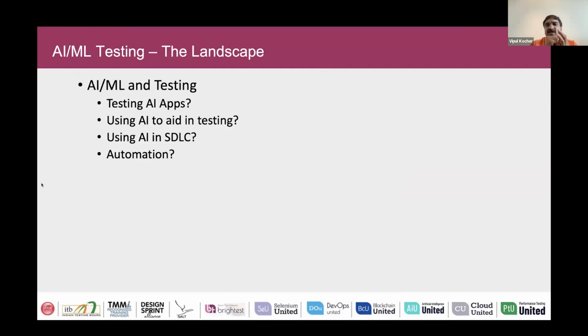Now, when I say machine learning or AI testing, what do I really mean? Actually, many things. I could be testing AI applications, right? Like I showed you the cat and dog model that we created. I could be using AI to help me in testing, for example, in writing test cases, doing some sort of defect predictions, or analyzing my source code, analyzing bugs, and so on. Or I could be using AI to help me in the software development lifecycle, for example, assigning bugs, doing estimations, and so on.